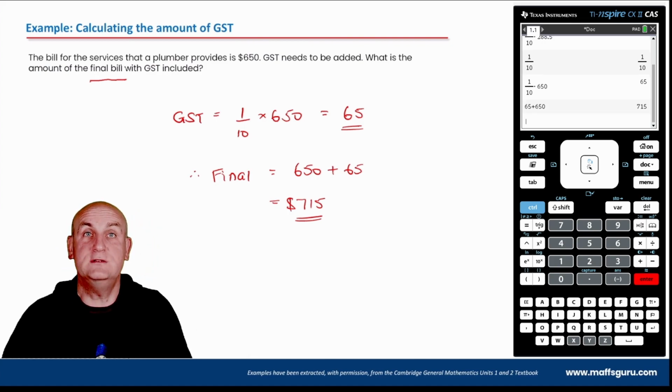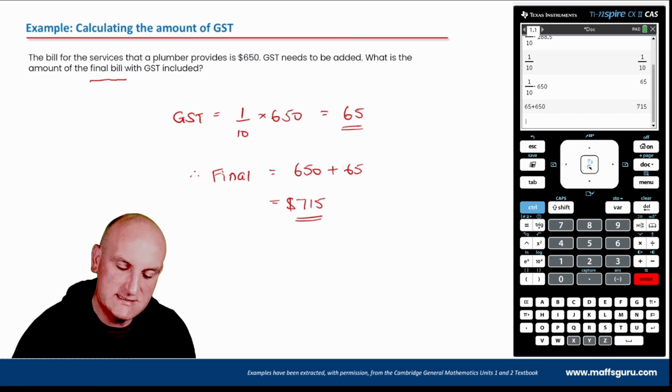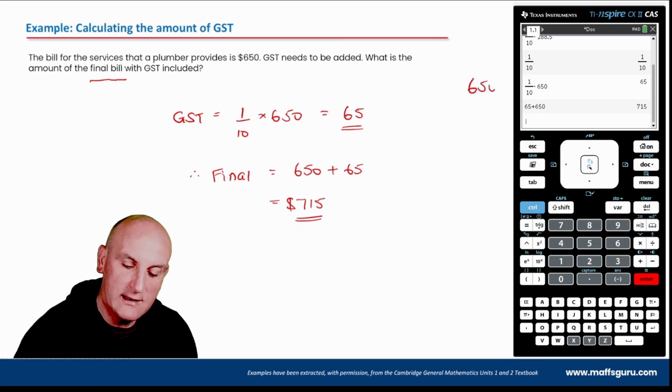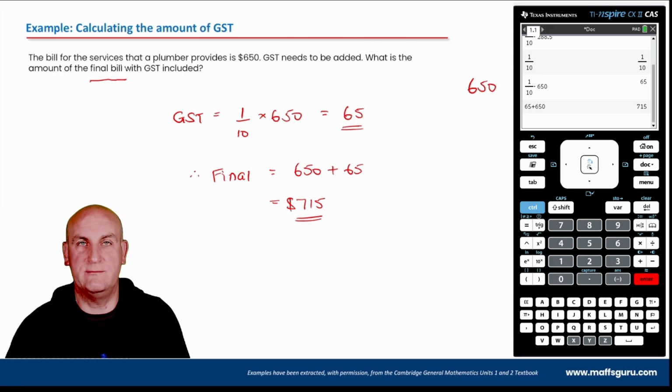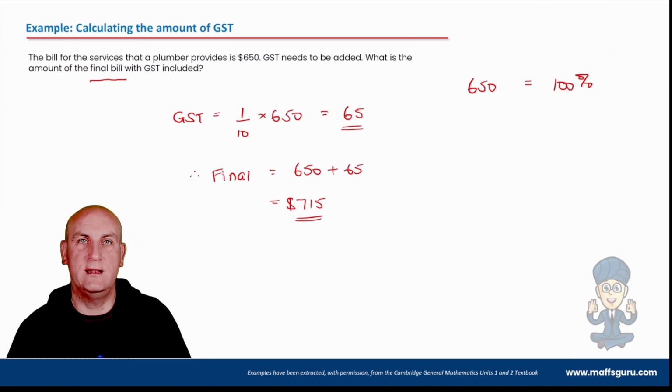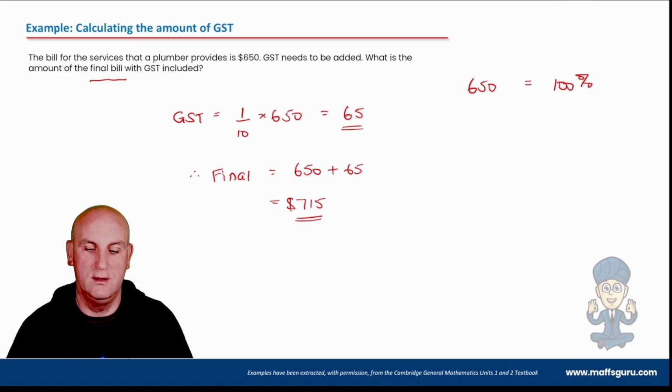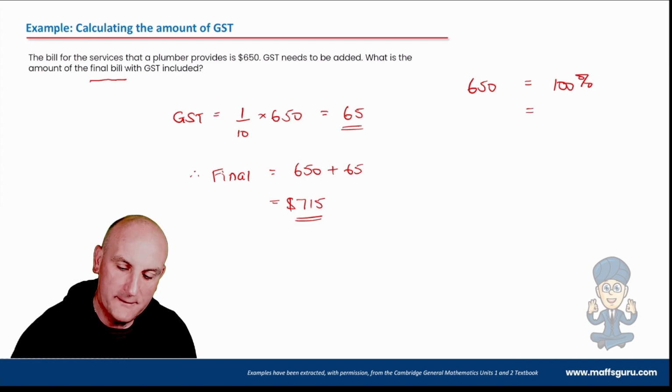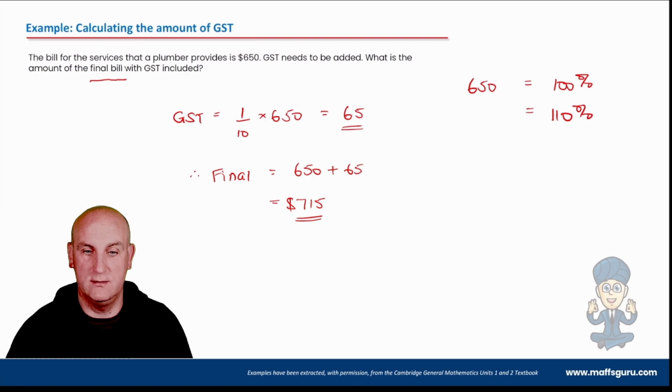Now again, for those of you who are going, is there another way of doing this? Absolutely. I know that when I add 10% onto something, I can actually work out a new percentage. What I'm saying is, the $650, let's assume that is 100%. Let's say that's my start amount. Well, I'm adding on 10%. So that must mean that my new figure will be 110% of what I started with.